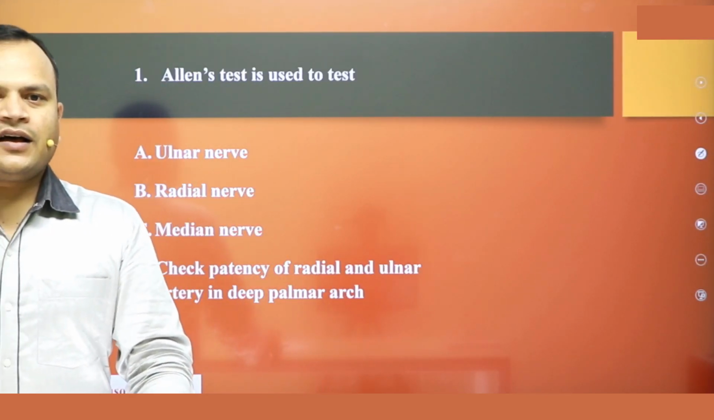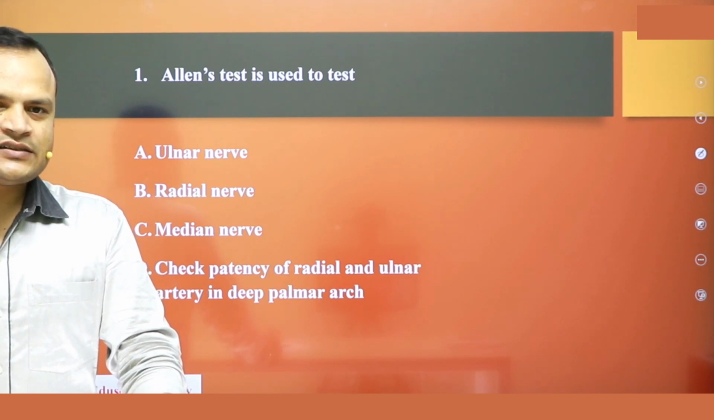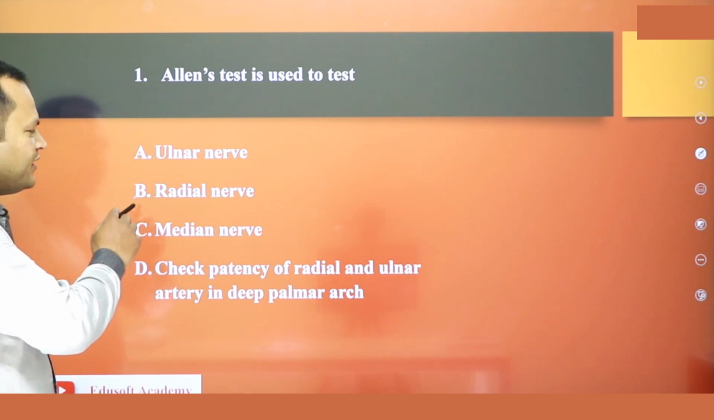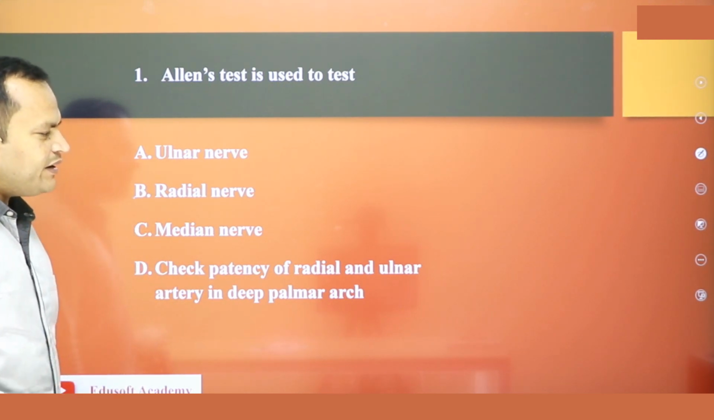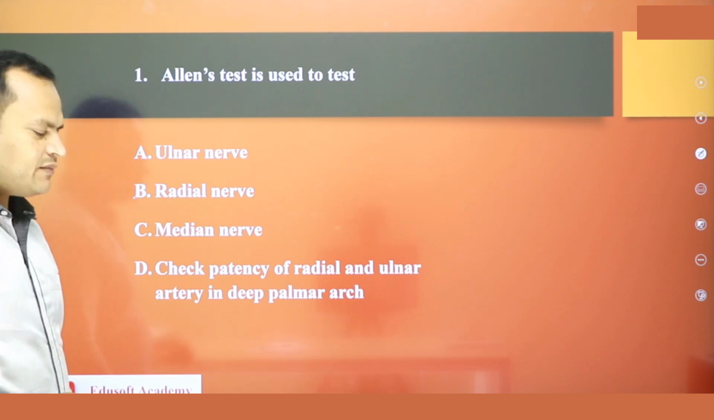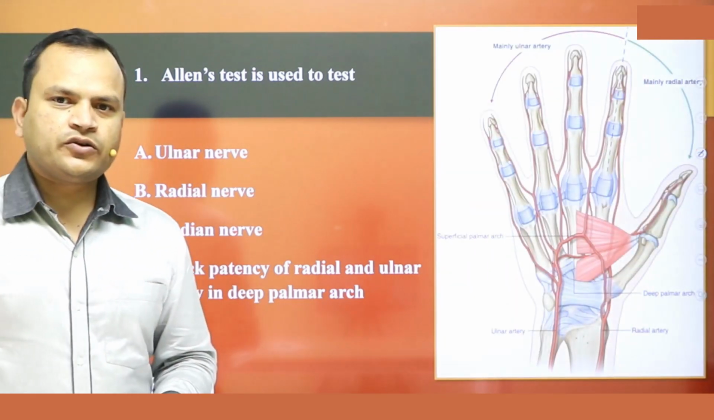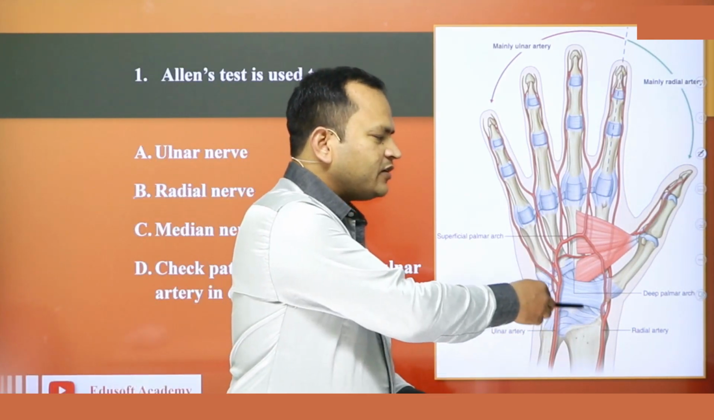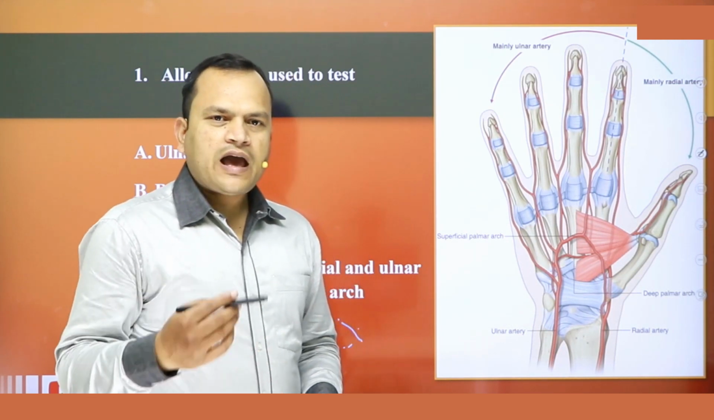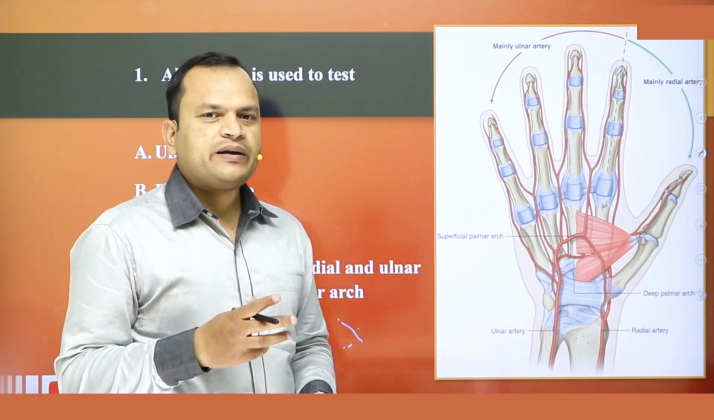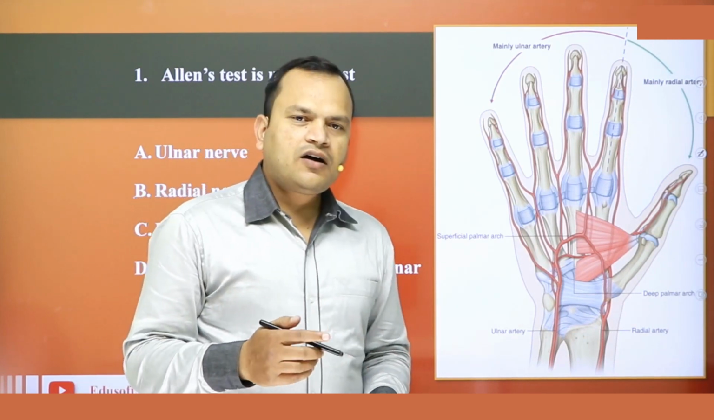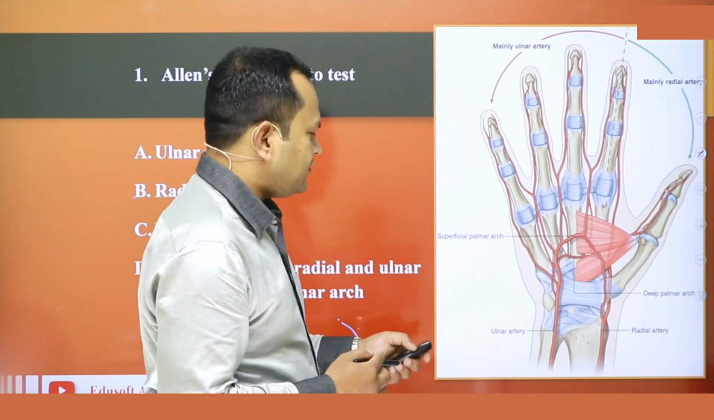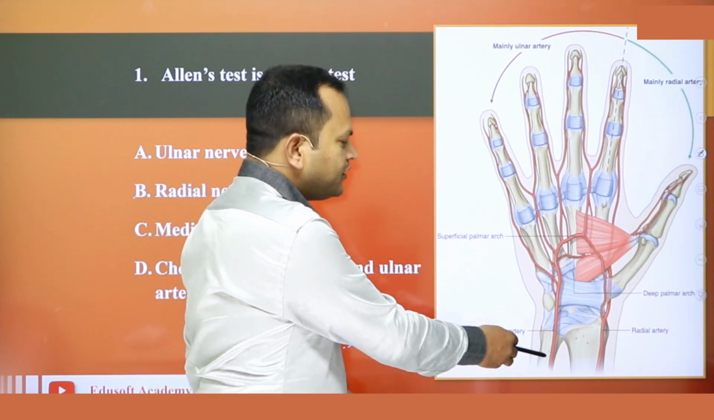Allen's test, it is used to test. The options are A, B, C, and D: the ulnar nerve, radial nerve, median nerve, and check the patency of radial and ulnar artery in deep palmar arch. So, let us know the theory first. If you see, this is the vascular anatomy of our hand. Allen's test is basically used for testing the vascular continuity of the radial and ulnar artery.